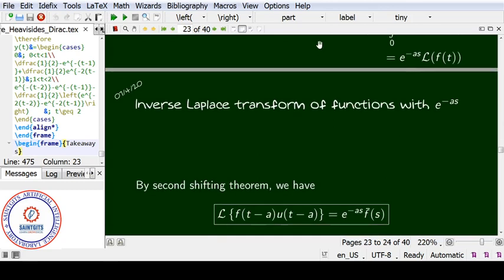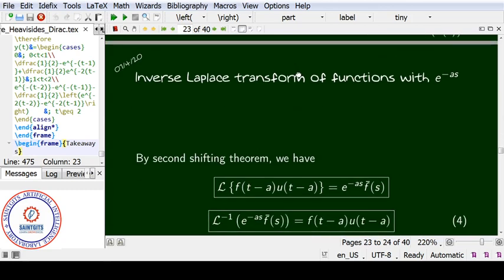Now we are going to define L inverse of a function with e raised to minus as.